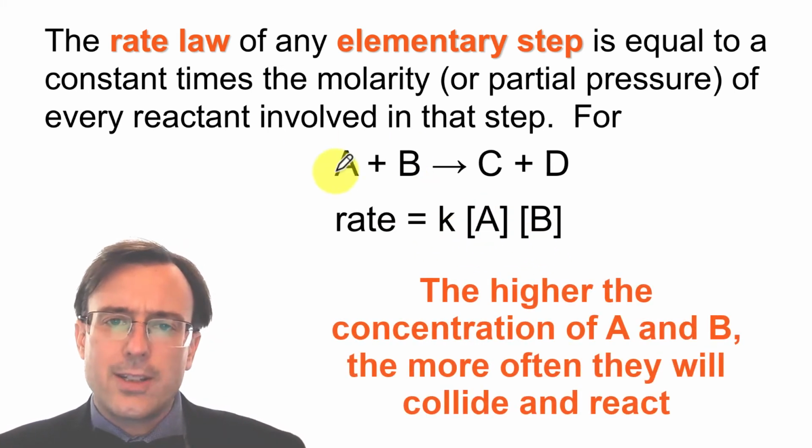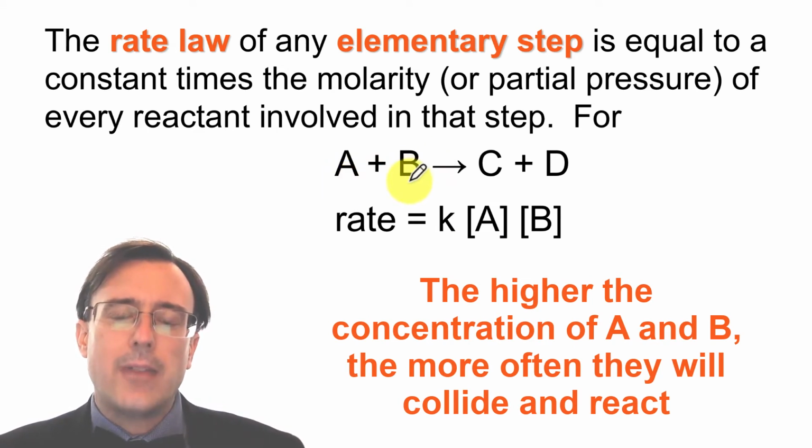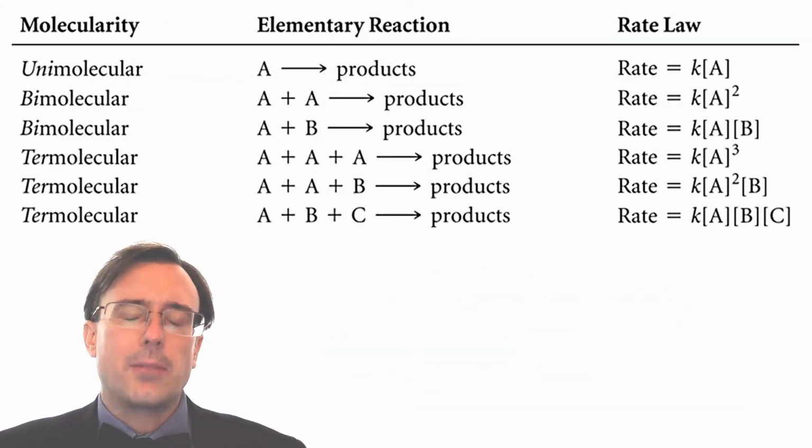Because, well, what is this actually saying? This is saying that in this step, A is going to collide with B and they're going to do something. And in that something that they're going to do, they're going to form C and D. And we can look at this for a bunch of different possible elementary steps.